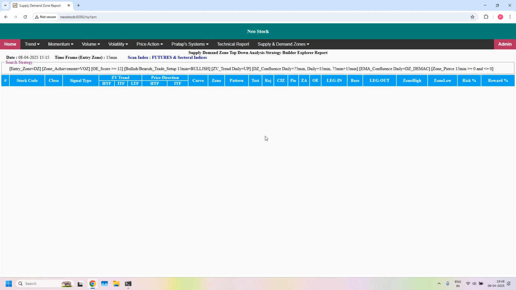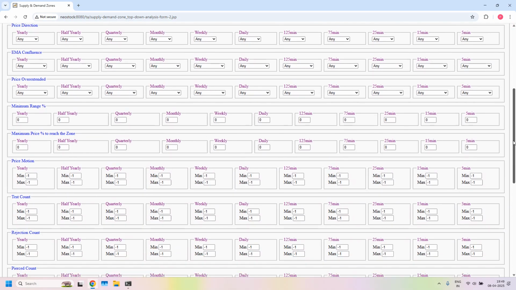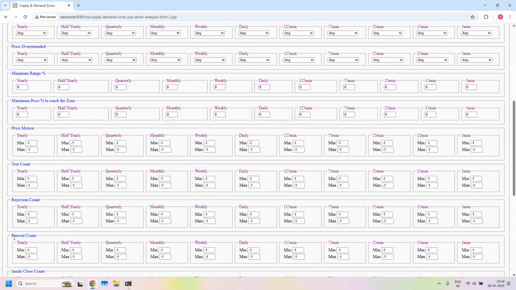Next, bearish trade setup for daily income trade. Entry time frame is 15 minutes. Entry zone is supply zone. Bullish or bearish trade setup at 15 minutes: I am selecting bearish. Zone achievement VOZ. Minimum order enhancer score 12. And the 15 minute supply zone should not be pierced. So in the pierced count at 15 minutes time frame, minimum value 0, maximum value 0.